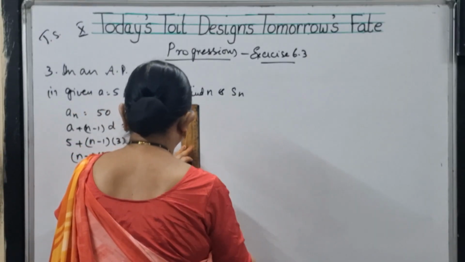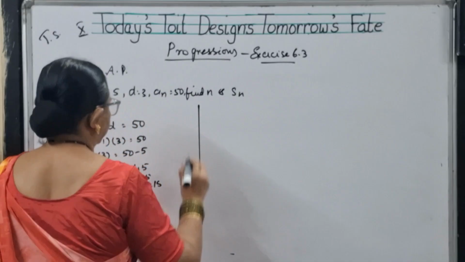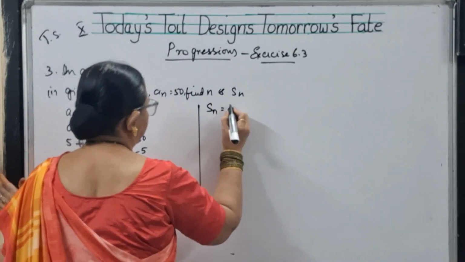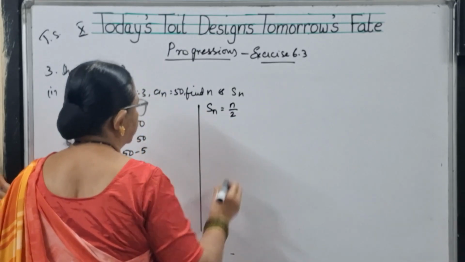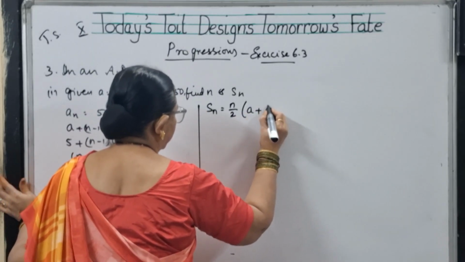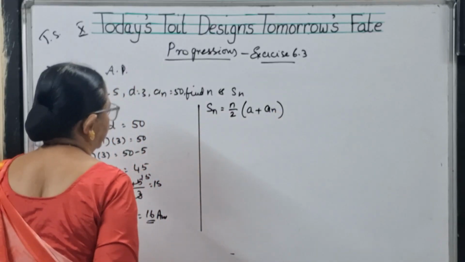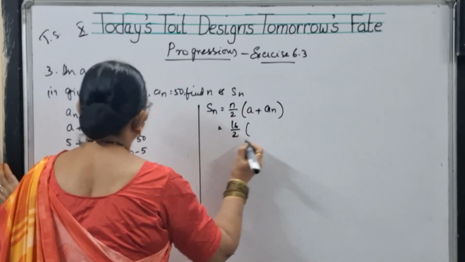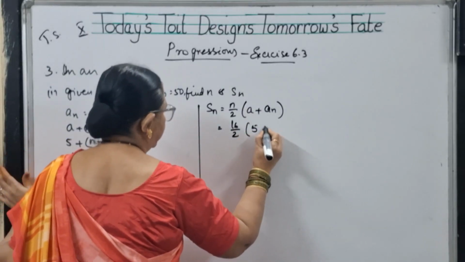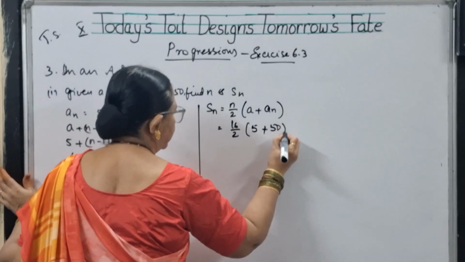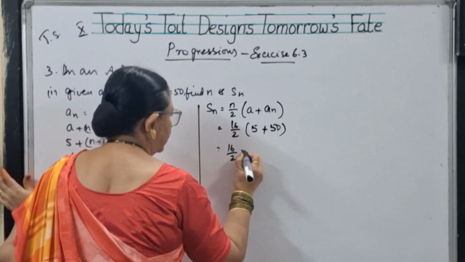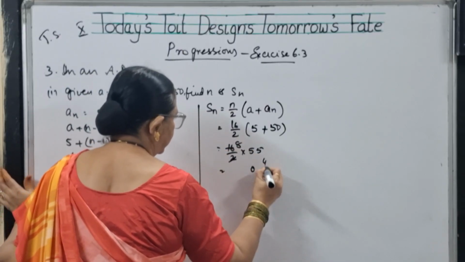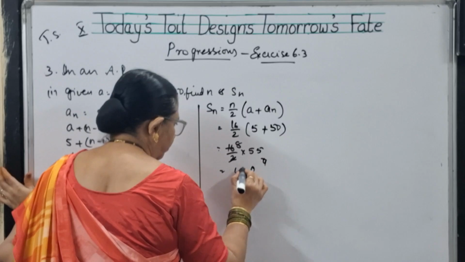Now we need to find out Sn, the sum to n terms. Since the last term an is given, we can find it by using the formula n by 2 into (a plus an). Last term is also called an. n is how much we have got? 16. So 16 by 2 into (a, which is 5, plus an, which is 50). So 16 by 2 into 55. 8 fives are 40, 8 fives are 40, so 440.